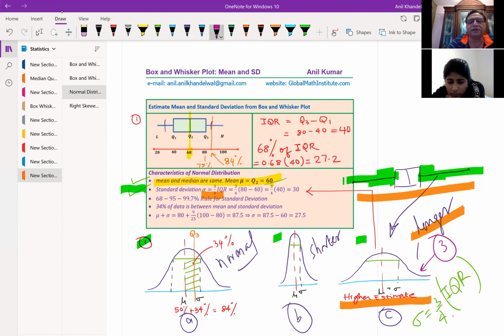What I'm trying to say here is that 3/4 is 75%, right? This is 75% of the interquartile range. But if it is shorter, we say this is 60%. We know in the case of a normal distribution, we can say this is 68%.